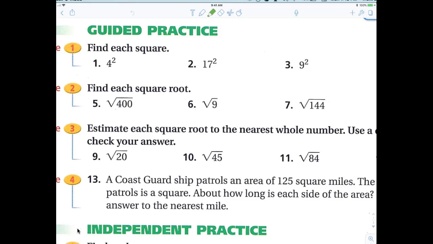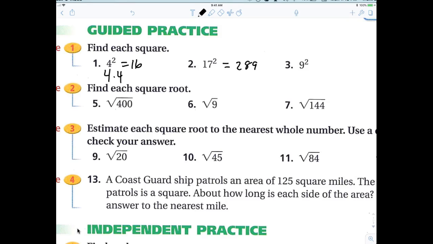4 squared is what? 16. The reason it is 16, though, is because it means 4 times 4. Does everybody agree? Now, I'm not expecting you to know this, but eventually you'll just say 17 squared is 289. On your calculator, you can hit the square button. So you just type in 17, hit the square button. Everybody with me on that?